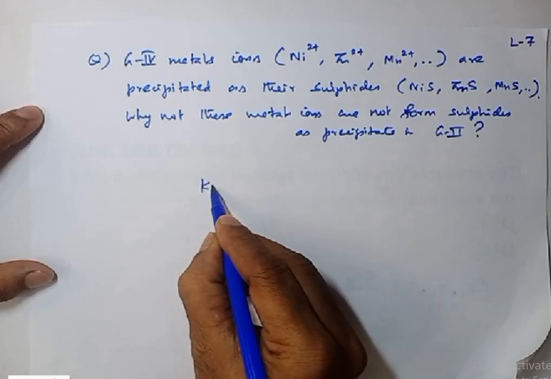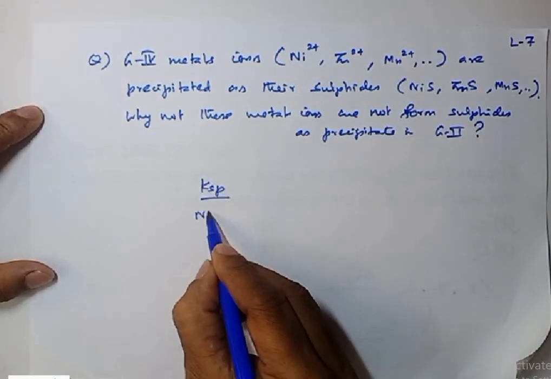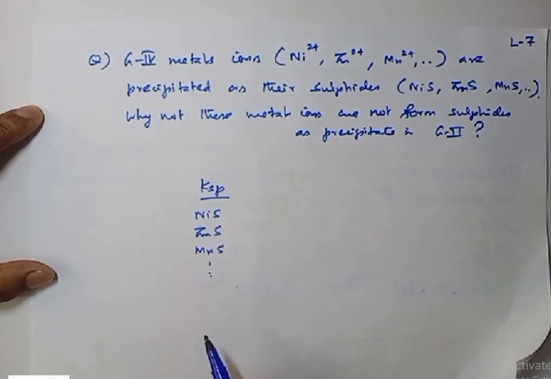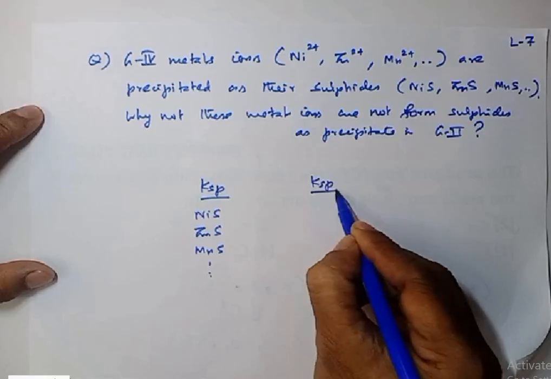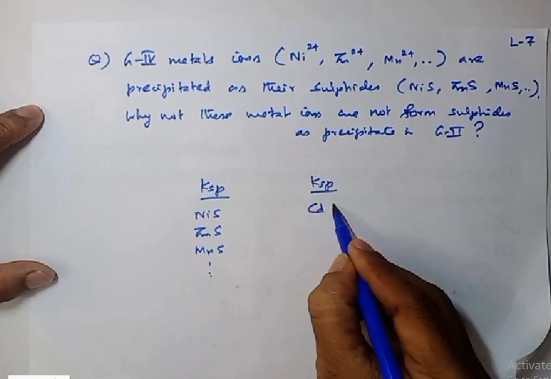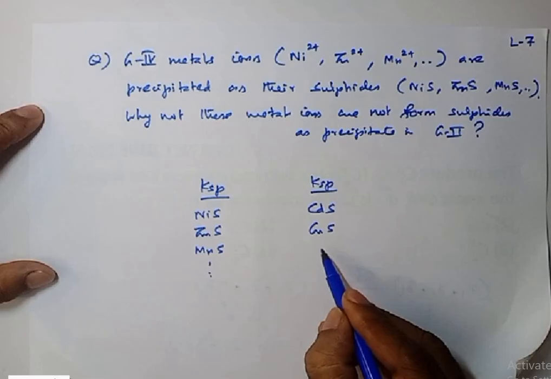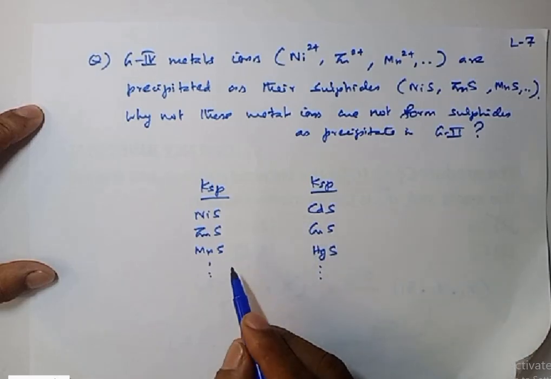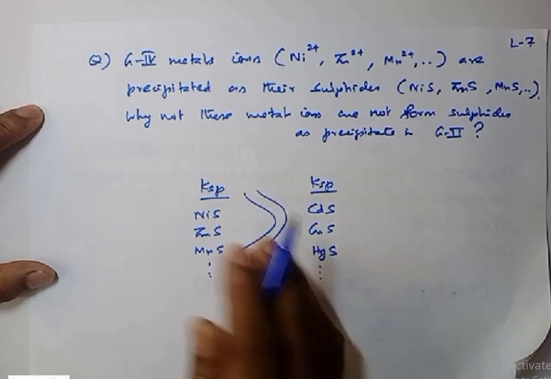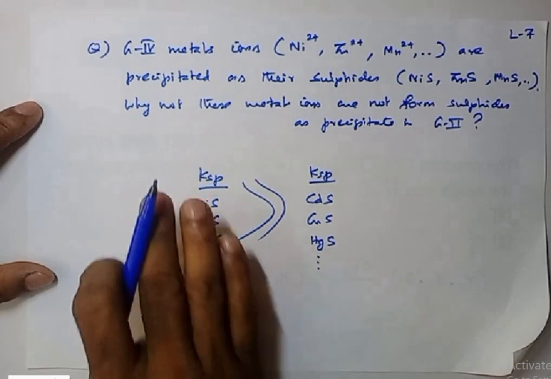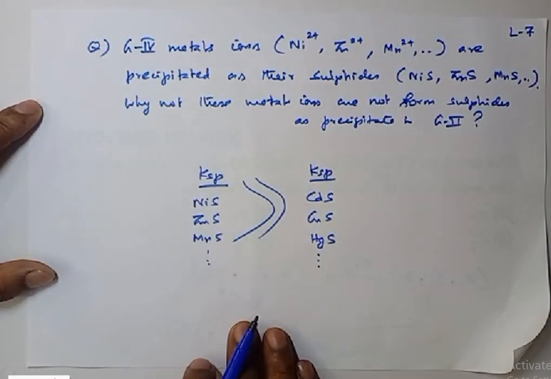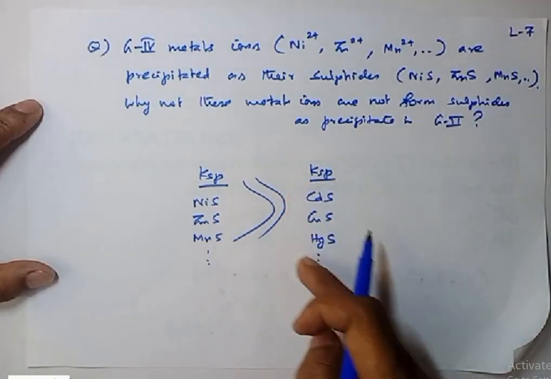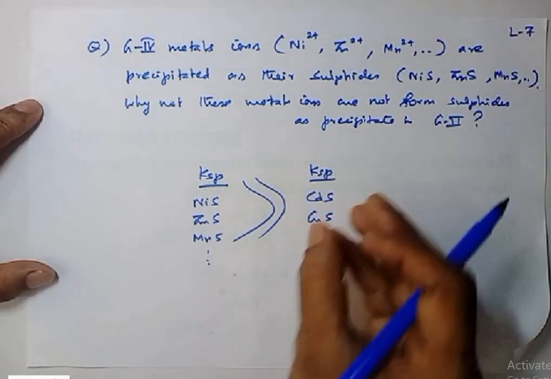Okay, the solubility product of the sulfides of nickel sulfide, zinc sulfide, manganese sulfide, etc. If you compare with the solubility product of group 2 metal sulfides like cadmium sulfide, copper sulfide, mercuric sulfide, etc., observe carefully, the solubility product values of these sulfides are extremely high. Or I can say the other way, the solubility product values of group 2 sulfides are very, very low.